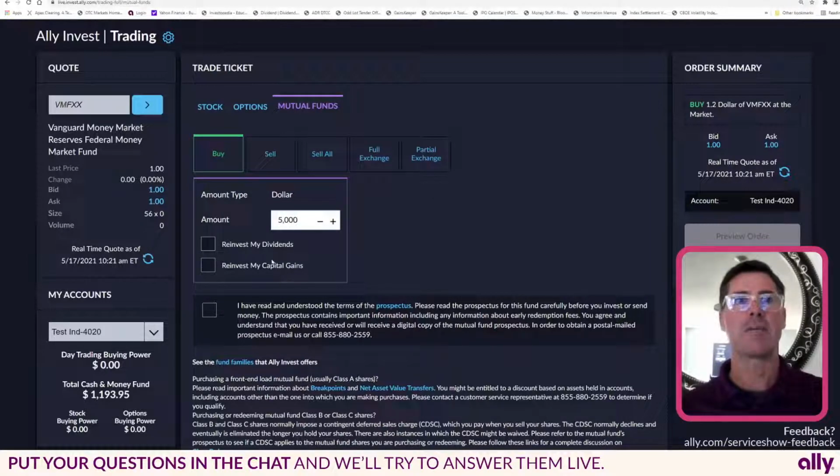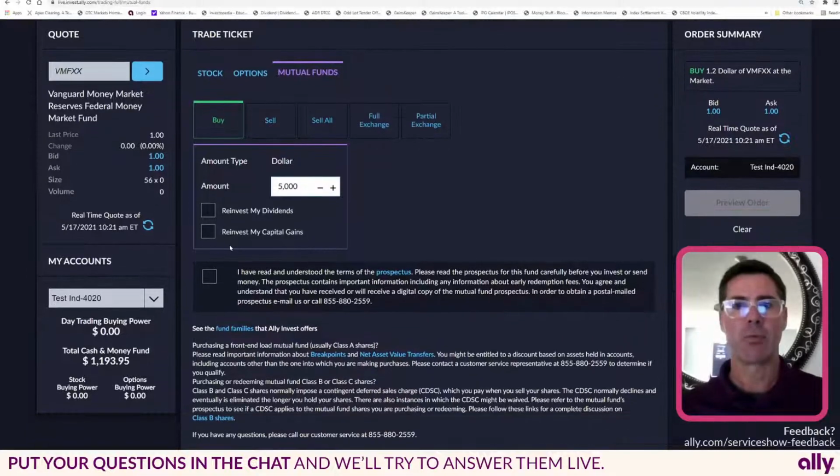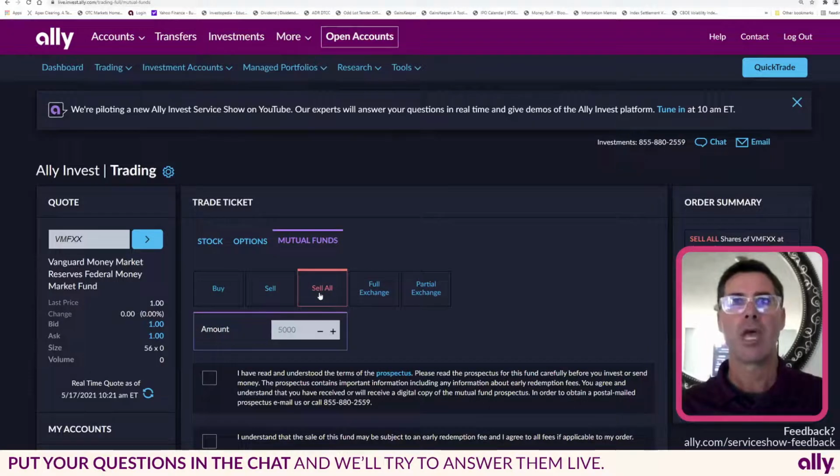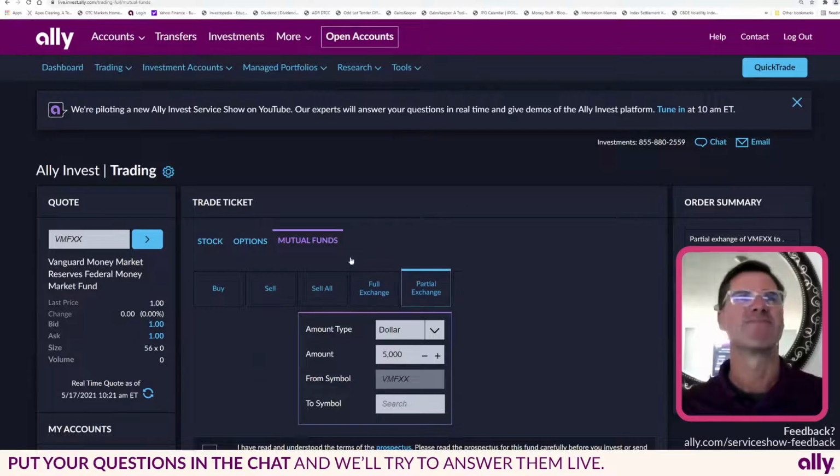What you're being asked here is what you want to have done with dividends and capital gains for your mutual fund. And lastly, if you want to go through with the ticket, you'll need to acknowledge that you've read the prospectus for the mutual fund. By the same token, when you own a mutual fund, if you wanted to sell the entire fund, you would use this button. And you can also exchange from one mutual fund to the other.